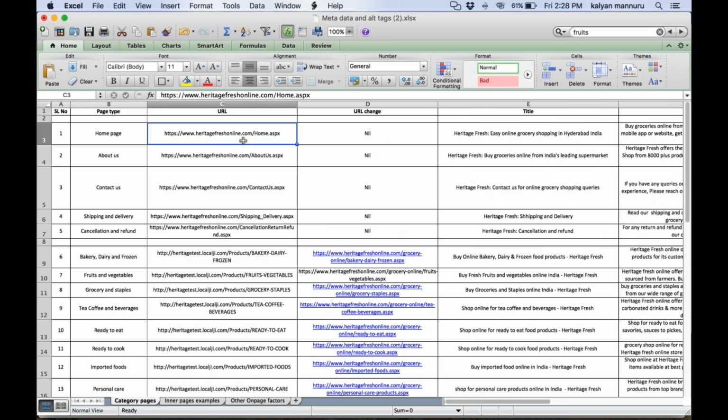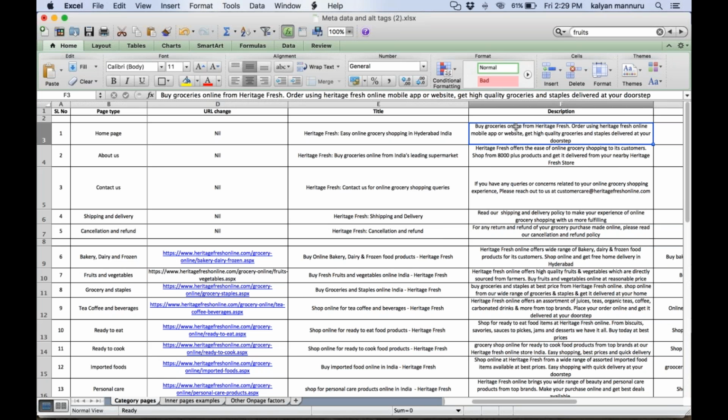Cool. So if you see, the homepage was heritagefreshonline.com/home.aspx. We said there is no change. Title, we did change it. We changed it to easy online grocery shopping in Hyderabad. So if the user is searching for online grocery shopping, he would be able to land on this page. If the user is searching for buy groceries online, still he would be able to land on this particular page, because we have all those keywords incorporated in the description.